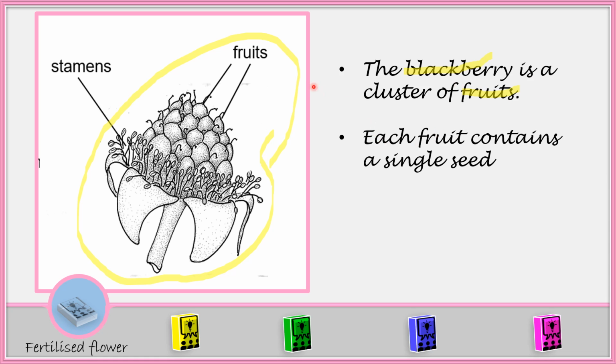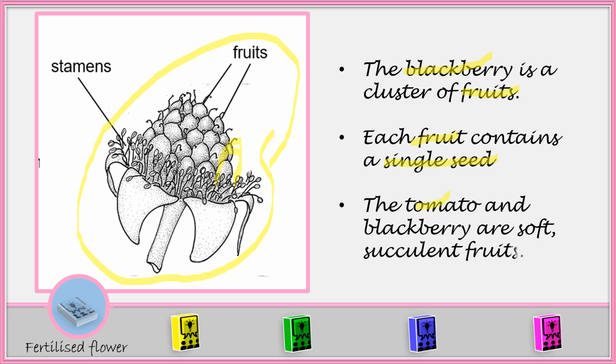Looking at the blackberry, each fruit contains a single seed. Each fruit that we see here has a single seed. The tomato and the blackberry are soft, succulent fruits.